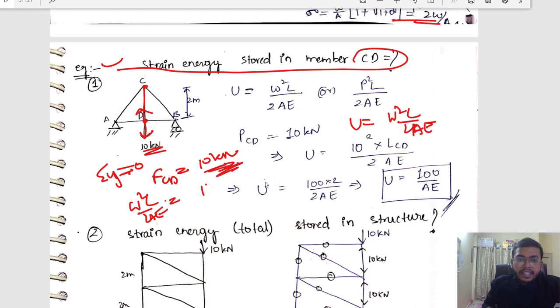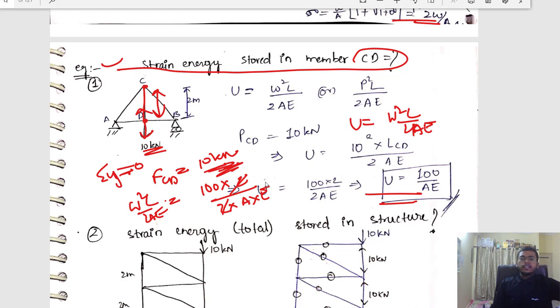10 into 10, which will be 100 into length. Length is given as 2 meters. So into 2 meters divided by 2 into area, into Young's modulus. Okay, 2 to cancel. I will be getting my strain energy stored as 100 divided by AE. That's it. Very simple. There is nothing in this question.